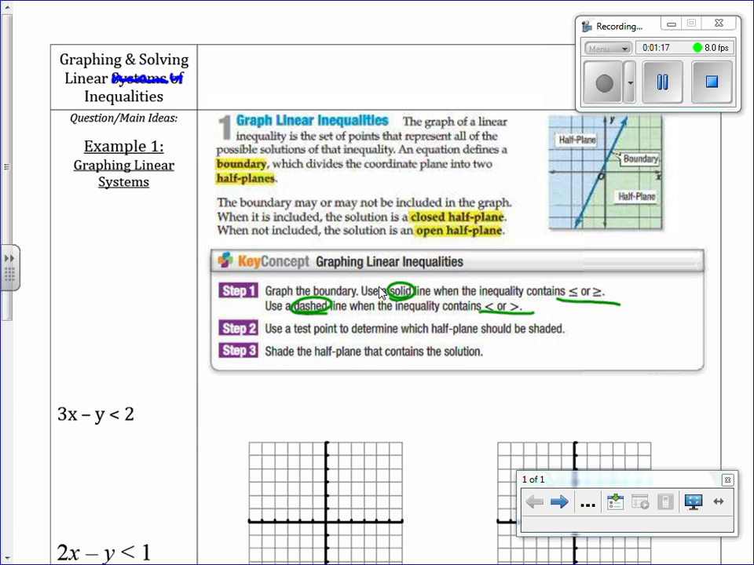We'll use a test point to determine which side we're going to shade. And then we'll shade a half plane that contains the solution. So let's go ahead and get into it with our first problem.